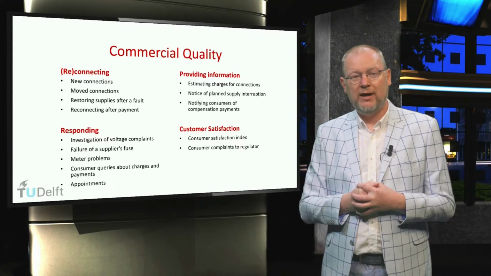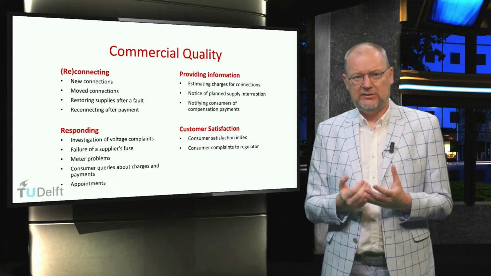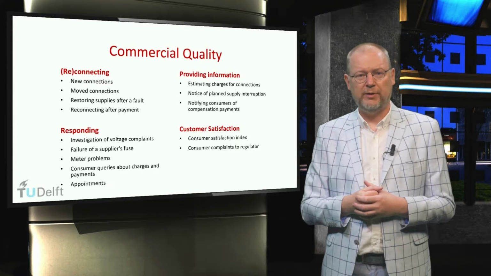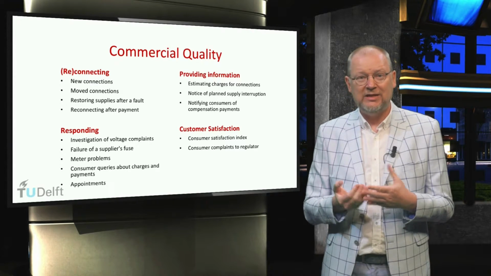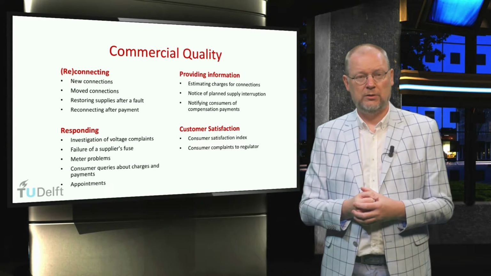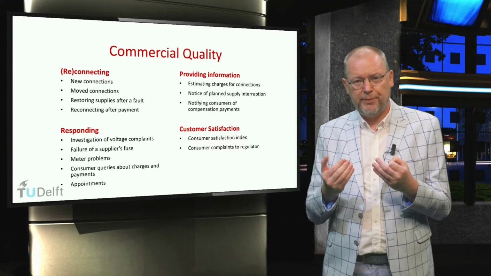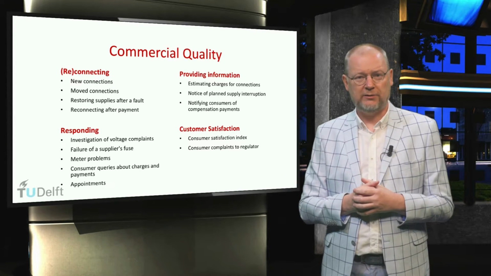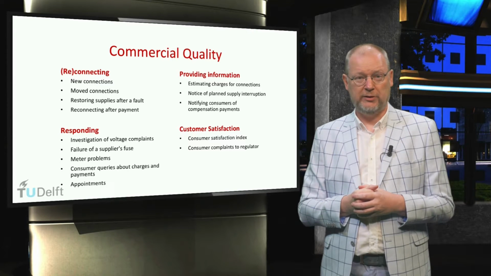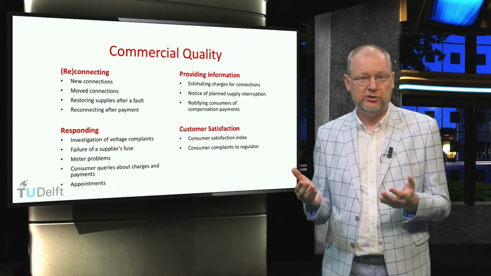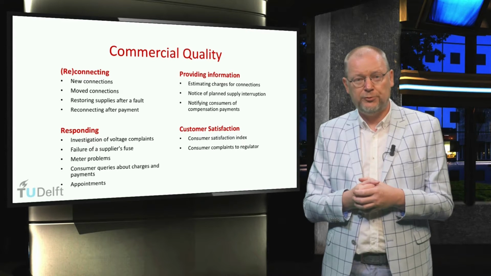Companies not only need to have good reliability, but also good commercial quality. This deals with the customer service provided by the network company or the infrastructure provider. It measures how companies deal with service actions. For instance, how fast it responds when there are problems with respect to the voltage of the electricity supplied. Commercial quality also covers the transparency of a company. What are the charges for a new connection? Are the consumers notified in advance when there is a supply interruption due to maintenance?